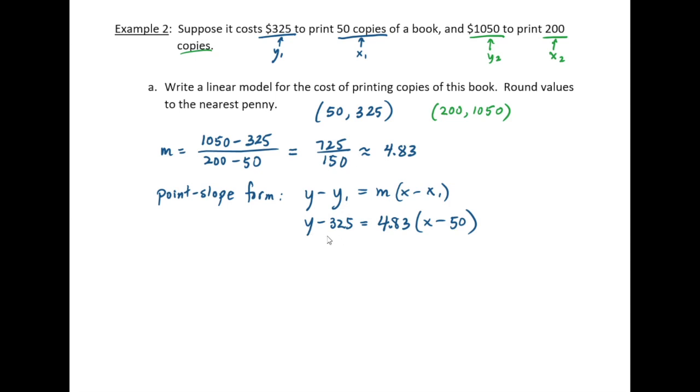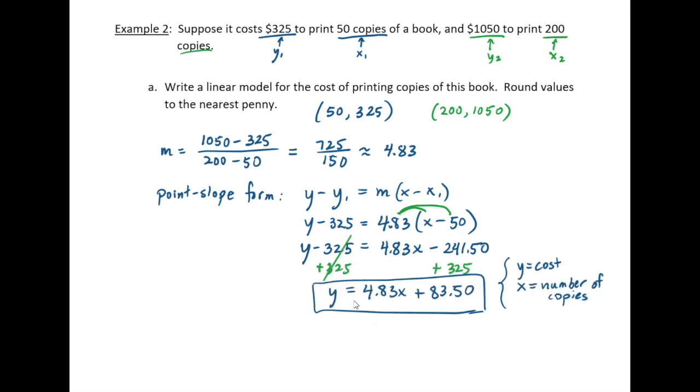Now we're going to solve for y. So first we'll distribute the slope on the right side of the equation. That's 4.83 times x minus 4.83 times 50, which is 241.5. I'm keeping this rounded to the nearest penny. Now to isolate y, we just need to add 325 to both sides. That gives us y on the left and 4.83x plus 83.50 on the right.